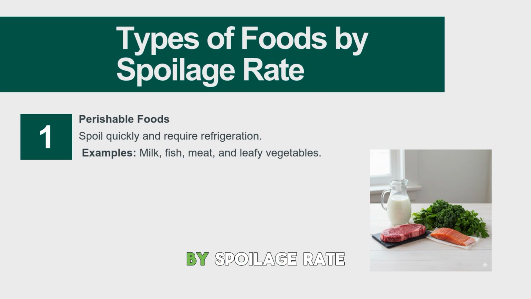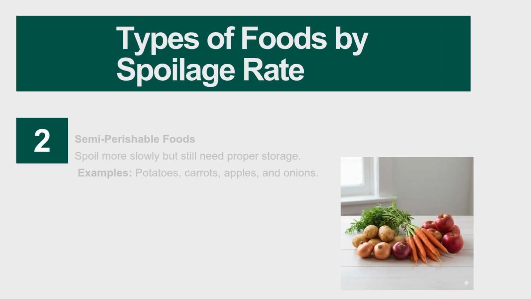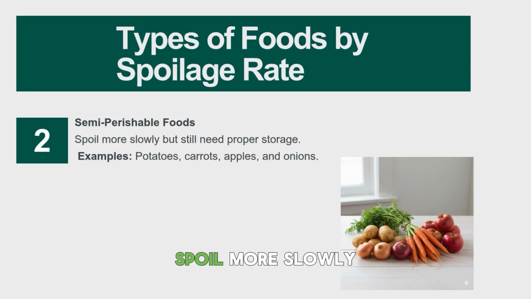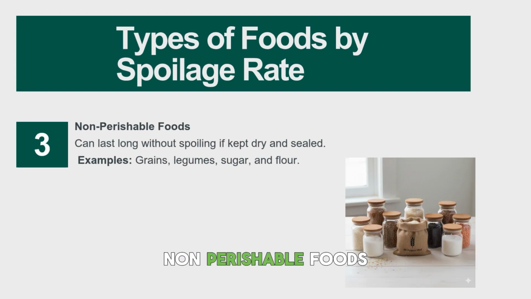Types of food by spoilage rate. Perishable foods spoil quickly and require refrigeration. Examples: milk, fish, meat, and leafy vegetables. Semi-perishable foods spoil more slowly but still need proper storage. Examples: potatoes, carrots, apples, and onions. Non-perishable foods can last long without spoiling if kept dry and sealed. Examples: grains, legumes, sugar, and flour.